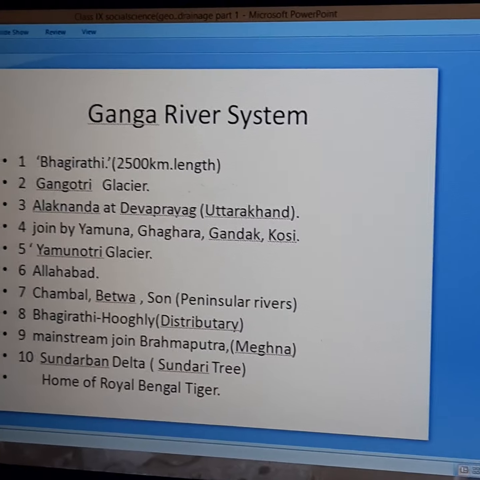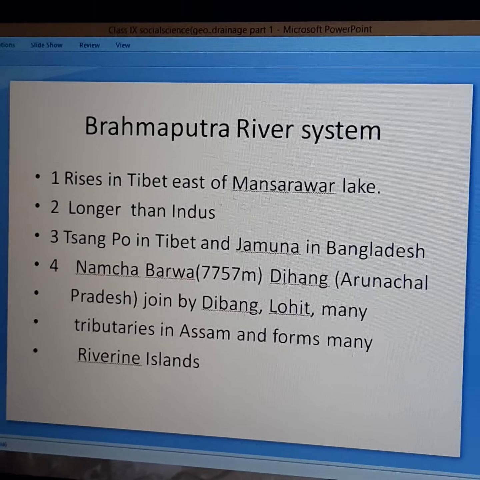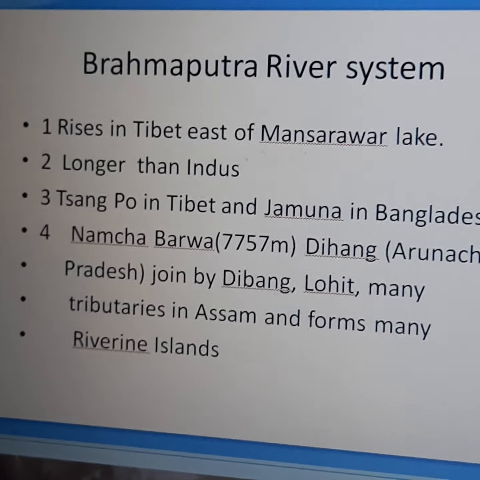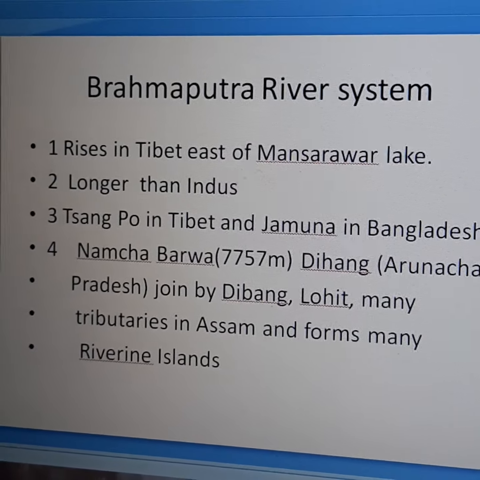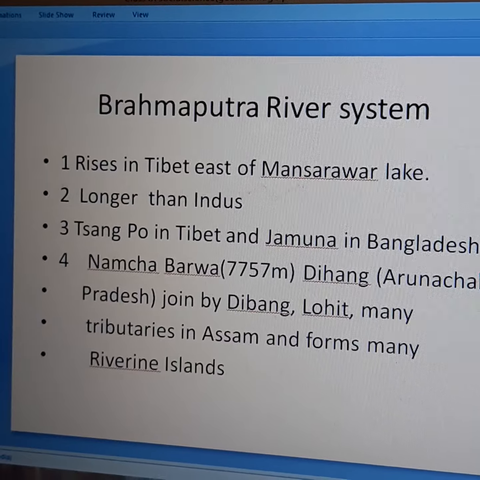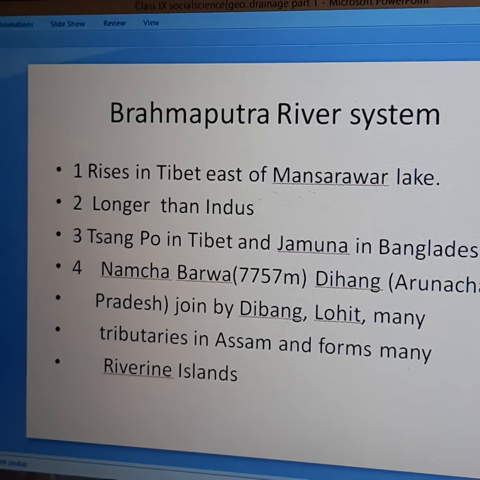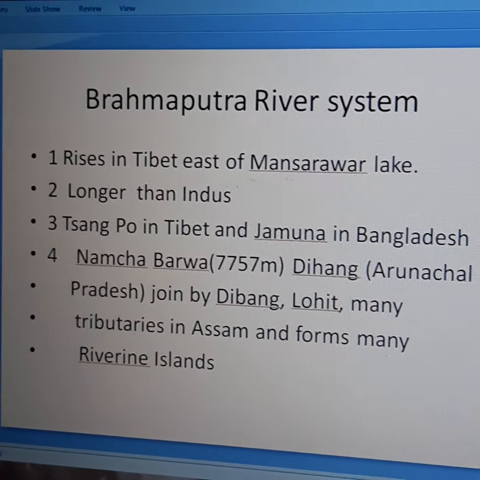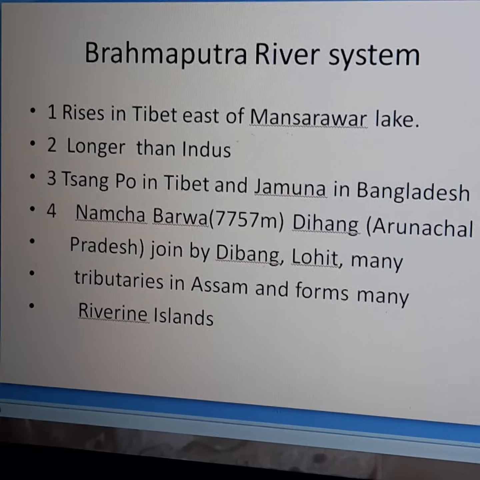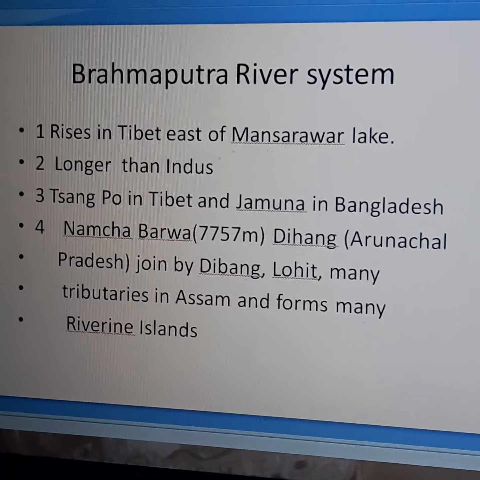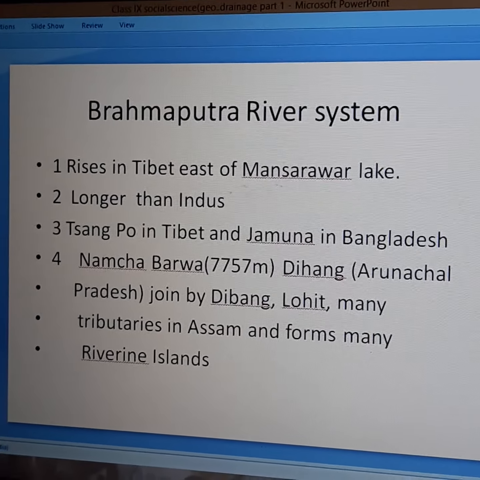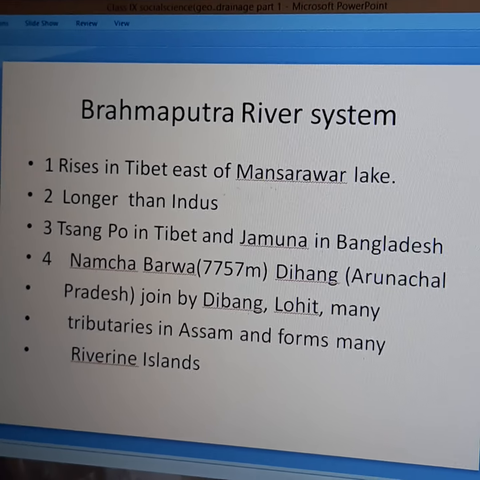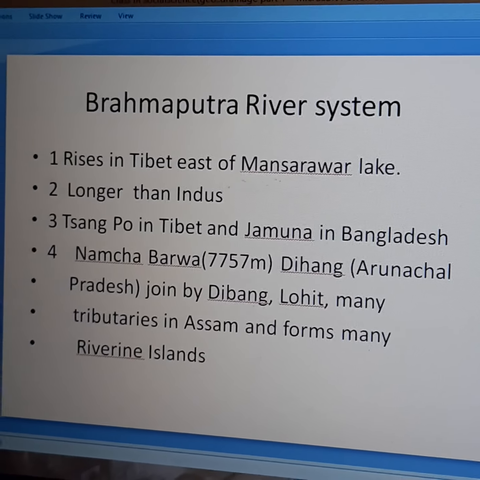Now the next one is the Brahmaputra river system. The Brahmaputra rises in Tibet, east of Mansarovar Lake, very close to the source of the river Indus and the river Satluj. Slightly larger than the Indus, most of its course lies outside India, in Tibet and Bangladesh.